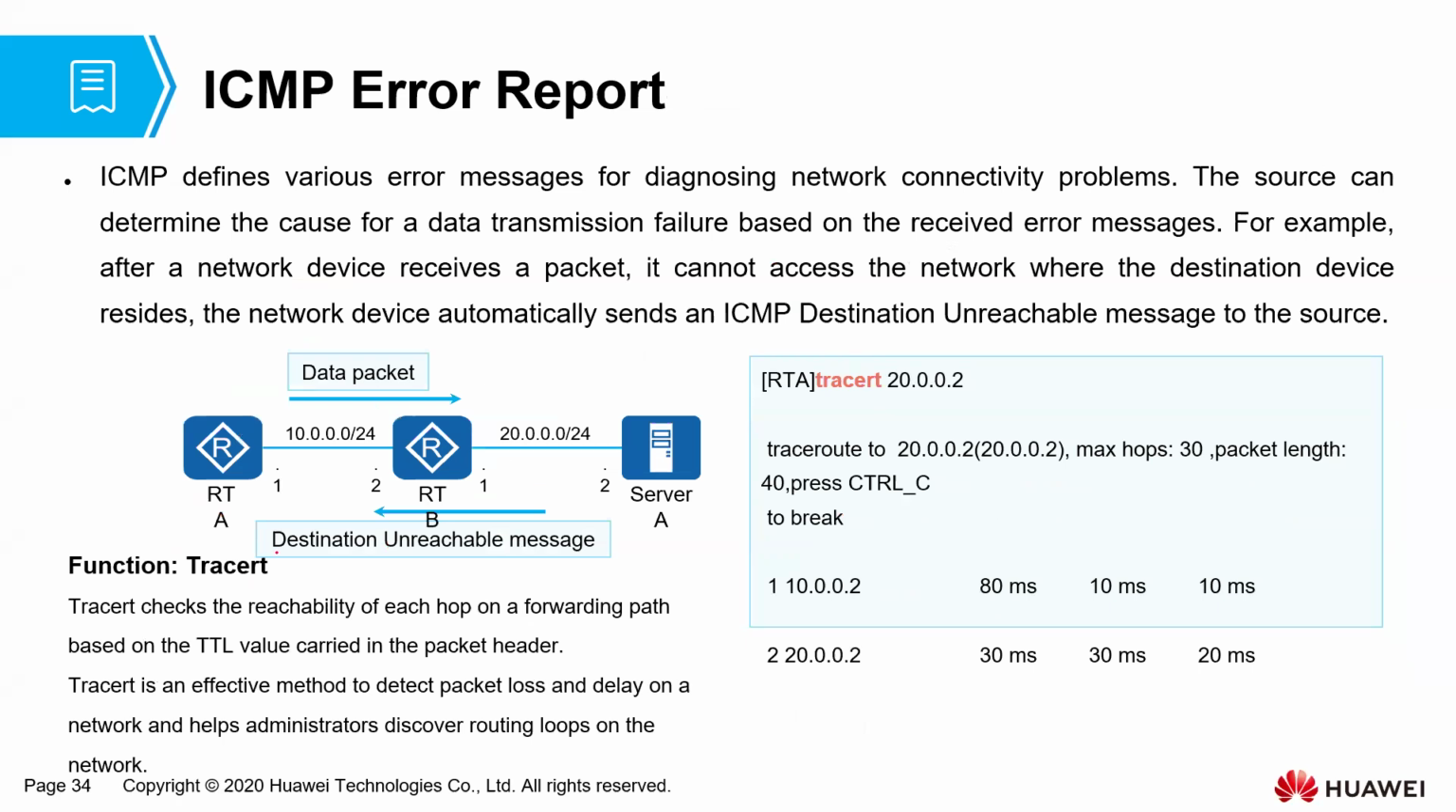Another example is ICMP traceroute, which is also used to test for connectivity, but this one also adds an element of hops, identifying how many hops there are.